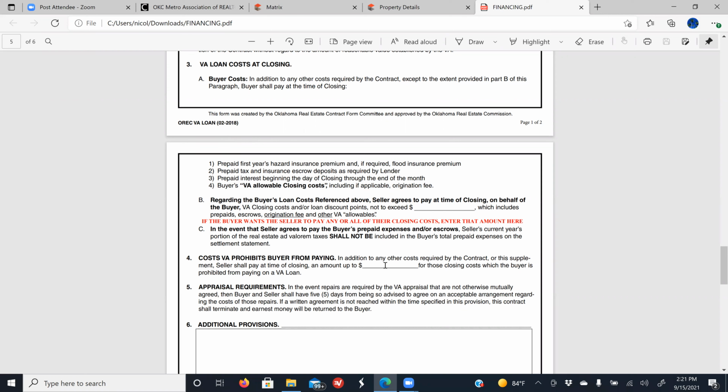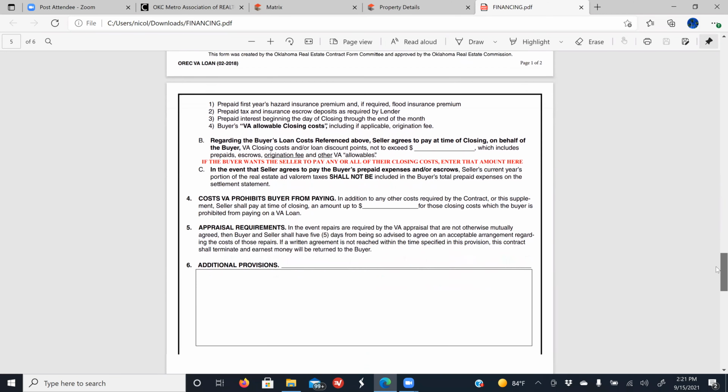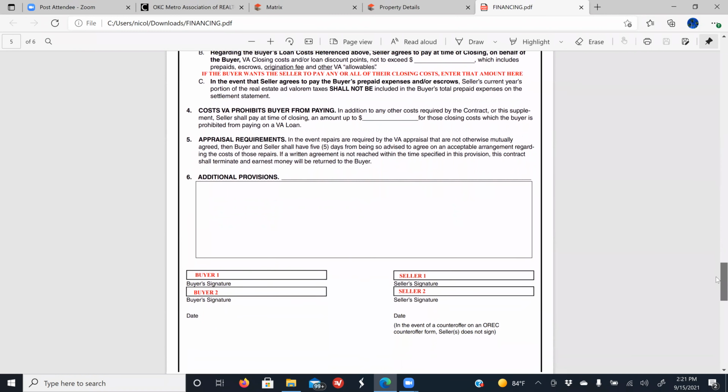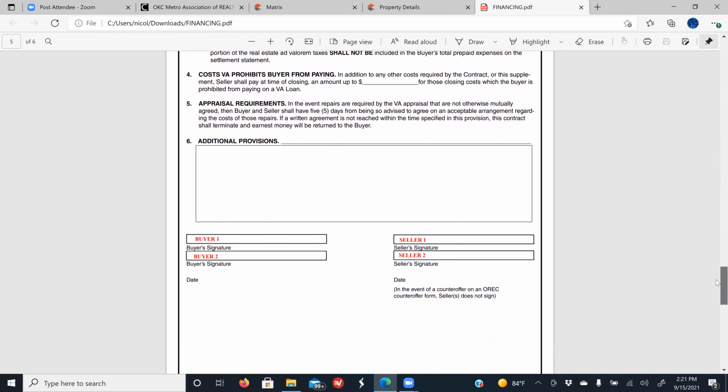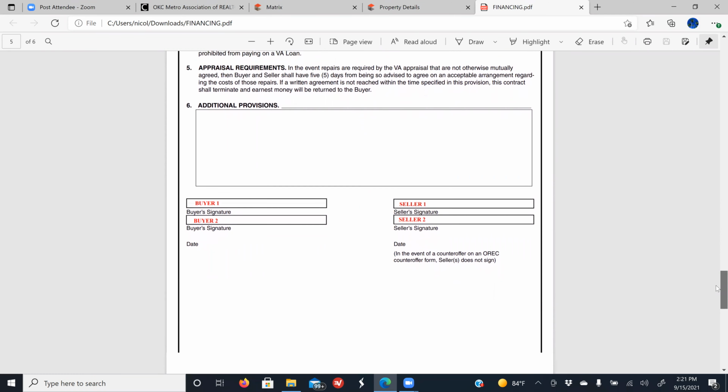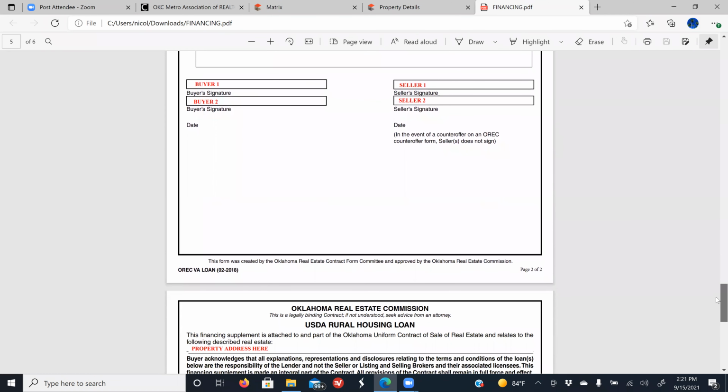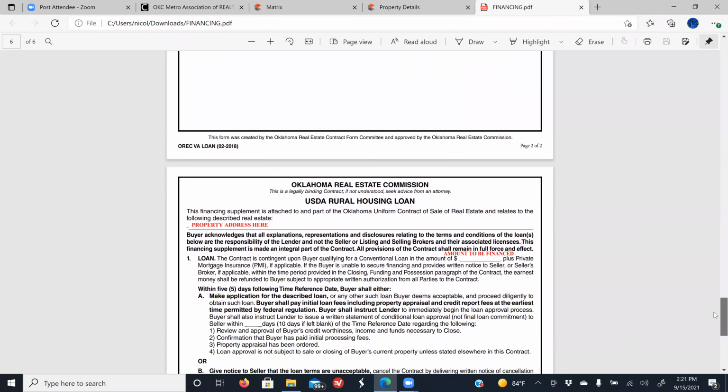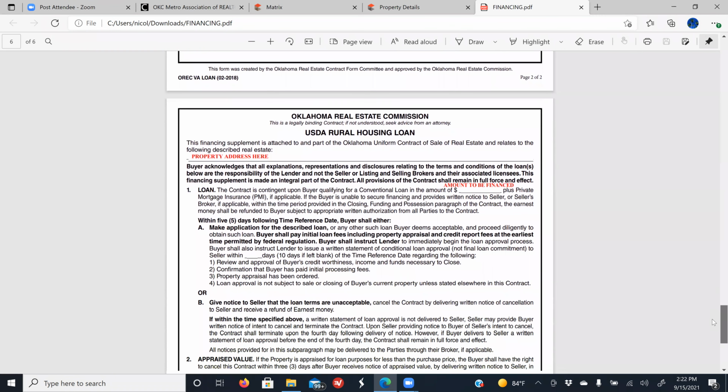Now, in section 5, it simply states that the house must appraise for contract value. And if it doesn't appraise for contract value, we can either renegotiate terms or the buyer has the right to not purchase the property. So again, you see common threads between all of these documents with slight variations between them. Again, at the bottom of this one, the buyer and the seller will sign as long as there's not a counter offer. And then the very last one we're going to cover is the USDA loan.